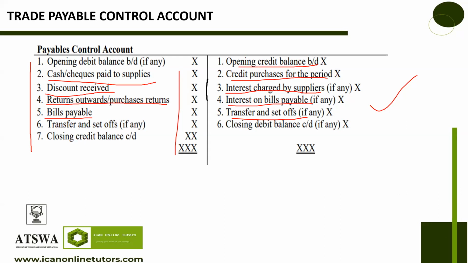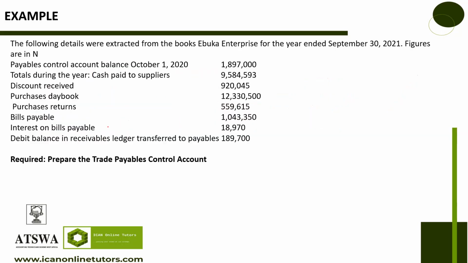Interest on bills payable works the same way I explained for bills receivable the other time. Bills payable is also like a check on the other side. If you pay bills payable to your suppliers, it will be on your debit side to reduce it, and any other transfers that increase your payables will be on the credit side, while those that reduce it go on the debit side. So look at the debit side: if you pay cash or check to your suppliers, if you receive discounts from them, if you return goods outward to them, all these reduce your payables control account.